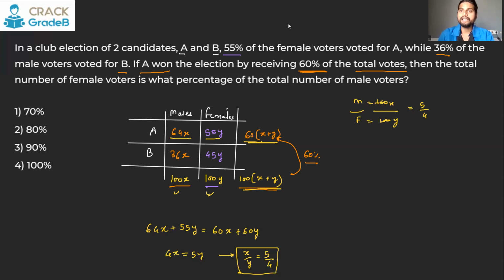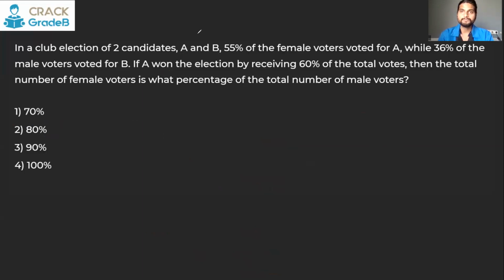So if they are asking females are what percent of males, you have to calculate 4 is what percent of 5, because this is the ratio between total males and females. So 4 is what percent of 5. How do you calculate it? 4 upon 5 into 100, that is 80%. And that is why the answer is going to be 80%. Got this? Let's see the next one.